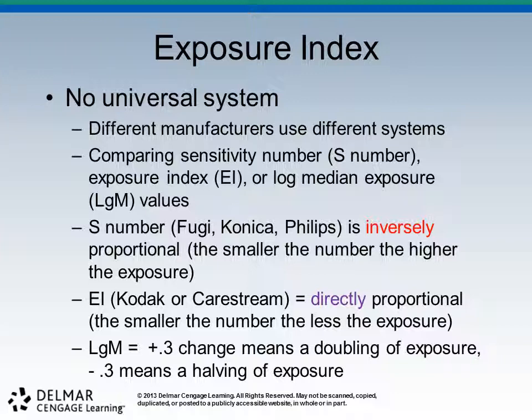For now, let's just focus on the fact that the S number, and that's why it's in red, is inversely proportional. The greater the S number, the lower the exposure, or the smaller the number, the higher the exposure is, as I've illustrated on the slide. Companies like Fuji, Konica, Philips, and there are others, utilize the S number, sometimes called the sensitivity number. The exposure index number, or EI number, is used by Carestream, which is what Kodak is now called, and other companies also are part of that. It is directly proportional. The greater the EI number, the greater the amount of exposure to the patient.